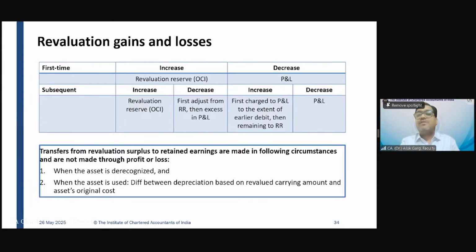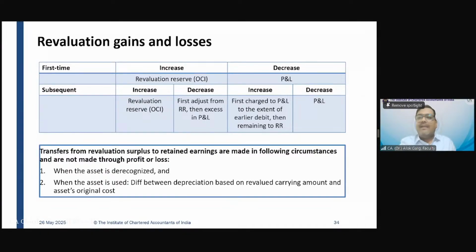Now, whenever there is a revaluation surplus, what is the accounting treatment of that revaluation surplus? There are two treatments. Number one, when the asset is derecognized, you can transfer all the revaluation reserve to retained earnings. Second, you can also transfer the revaluation surplus reserve to retained earnings on a continuous basis during the life of the asset. And what is that amount? That amount is the difference between the depreciation based on the revalued carrying amount and the asset's original cost.